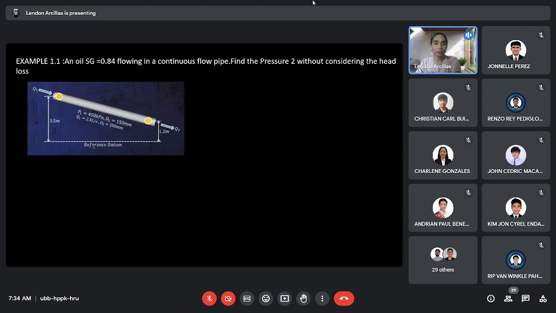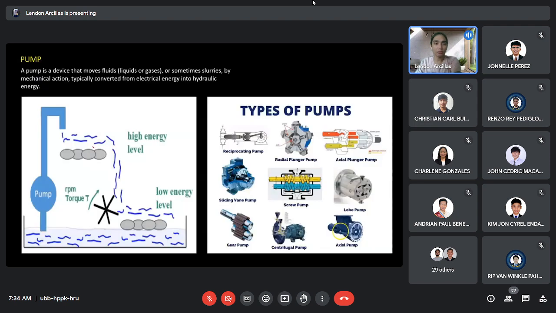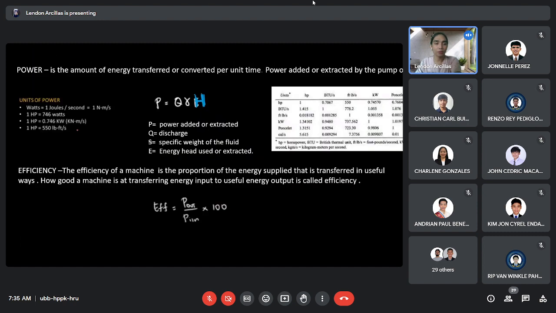So we discussed this also. Again, we introduced pumps and turbine, which is one of our machines, yung machines na idadagdag natin. So, yun. Also, since we are talking about machine, meron din yung power na kaakibat.